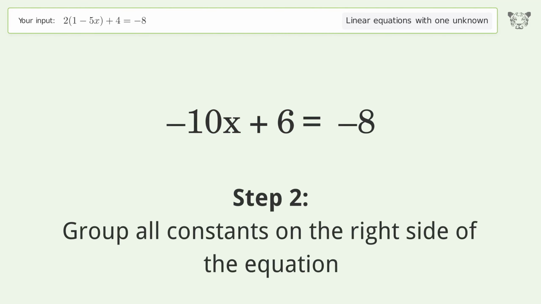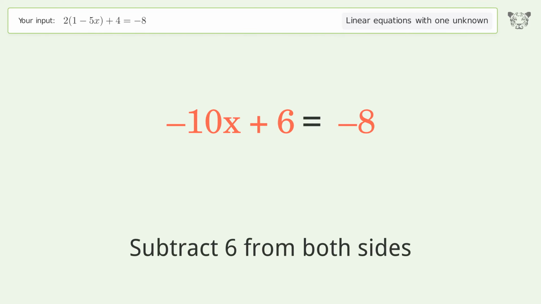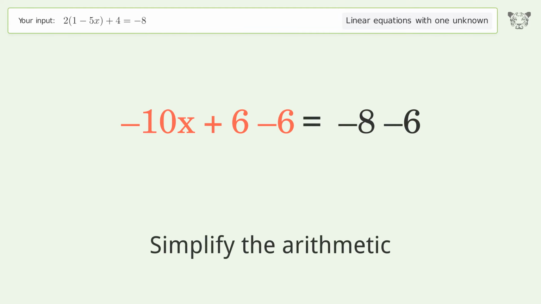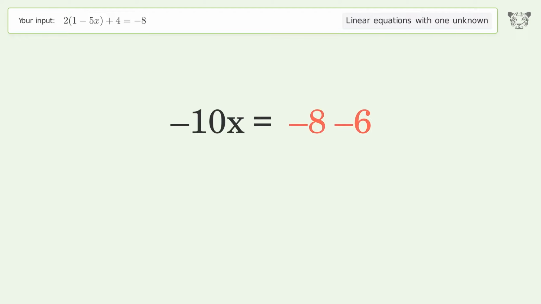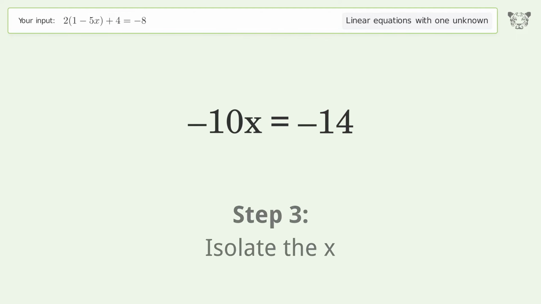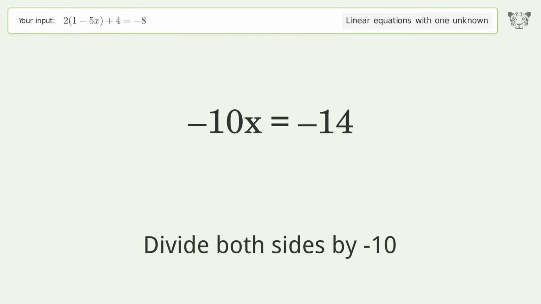Group all constants on the right side of the equation. Subtract 6 from both sides. Simplify the arithmetic. Isolate the x. Divide both sides by -10.